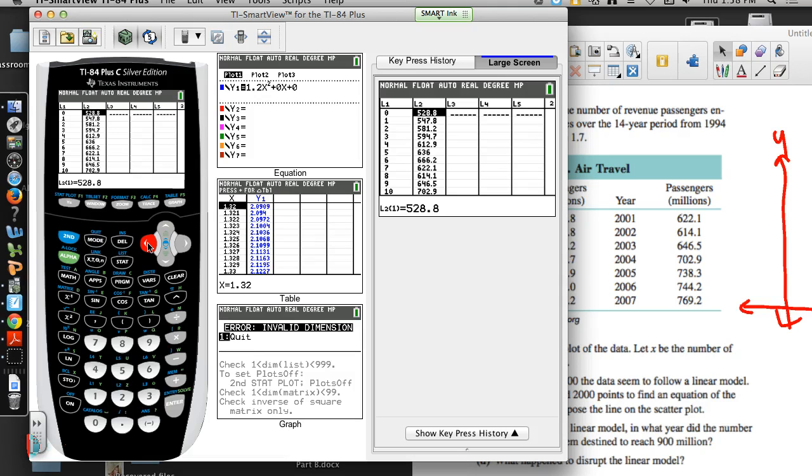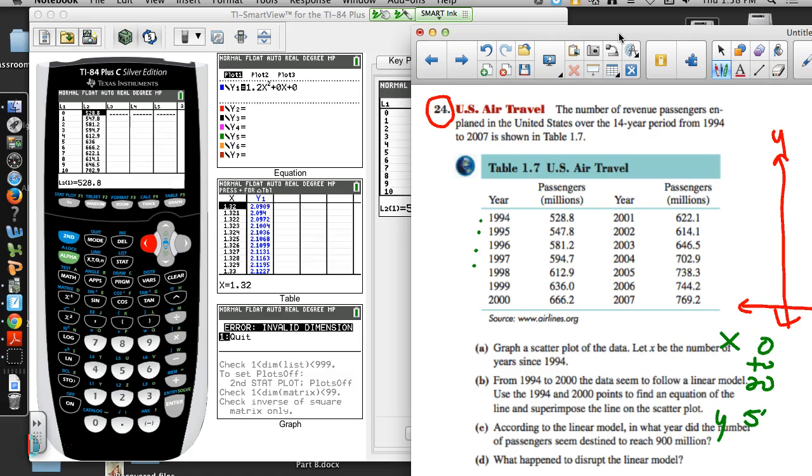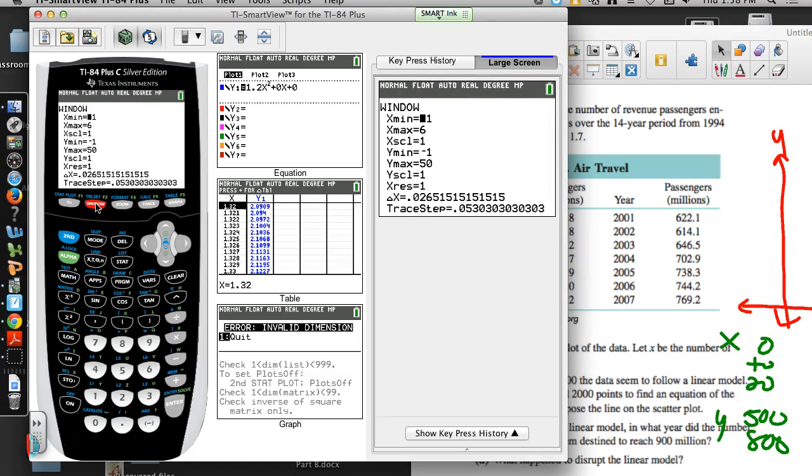So a scatter plot of this data means that we have to get the data to fit with the numbers that we see. So we start thinking in advance about what we see, and our numbers were 0 to 14. And we have from 528.8 up to 769. So if we went 0 to 20 on our x's, and our y's, we could go 500 to 800. That should give us a pretty good look. So, window, 0 to 20, y1s, and then our y values, so 500 to 800.